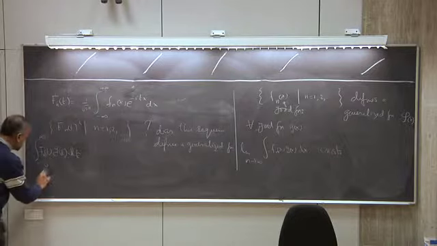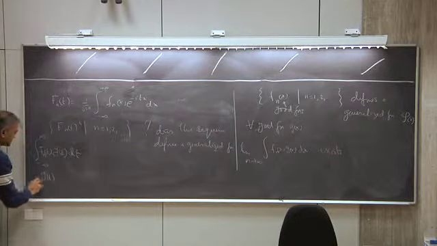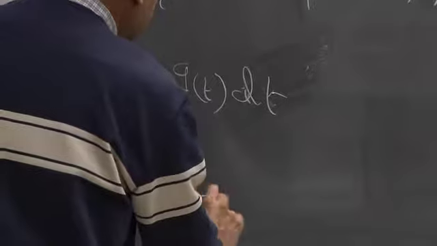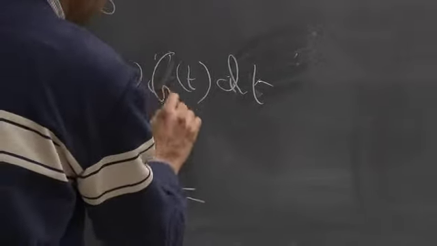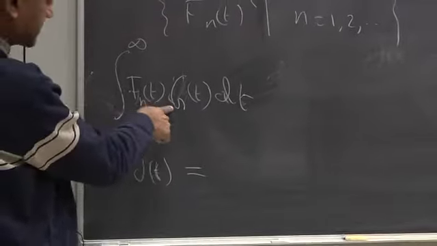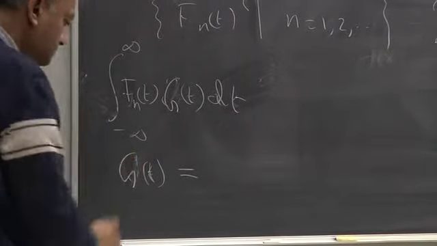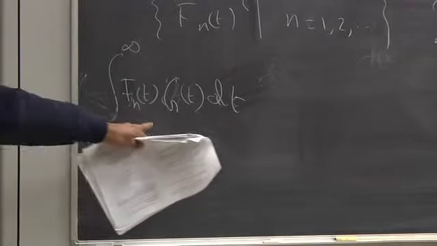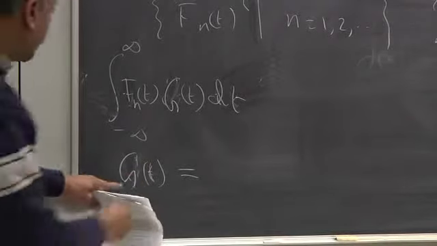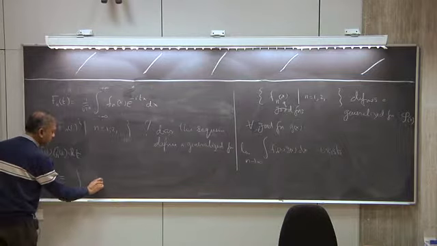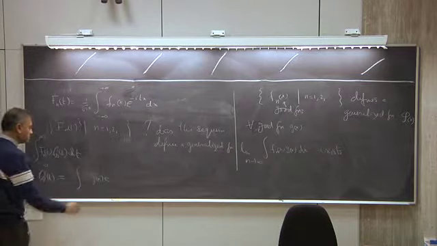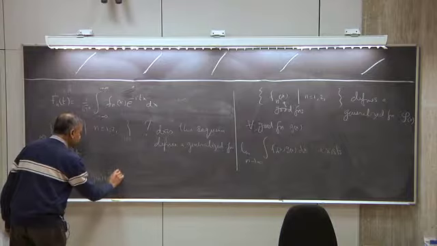Now, G(t) is a good function. In fact, let me use a capital G, because I used a capital F here. So capital G is a good function. I take this capital G(t) and I can always write it as some Fourier transform of a good function.